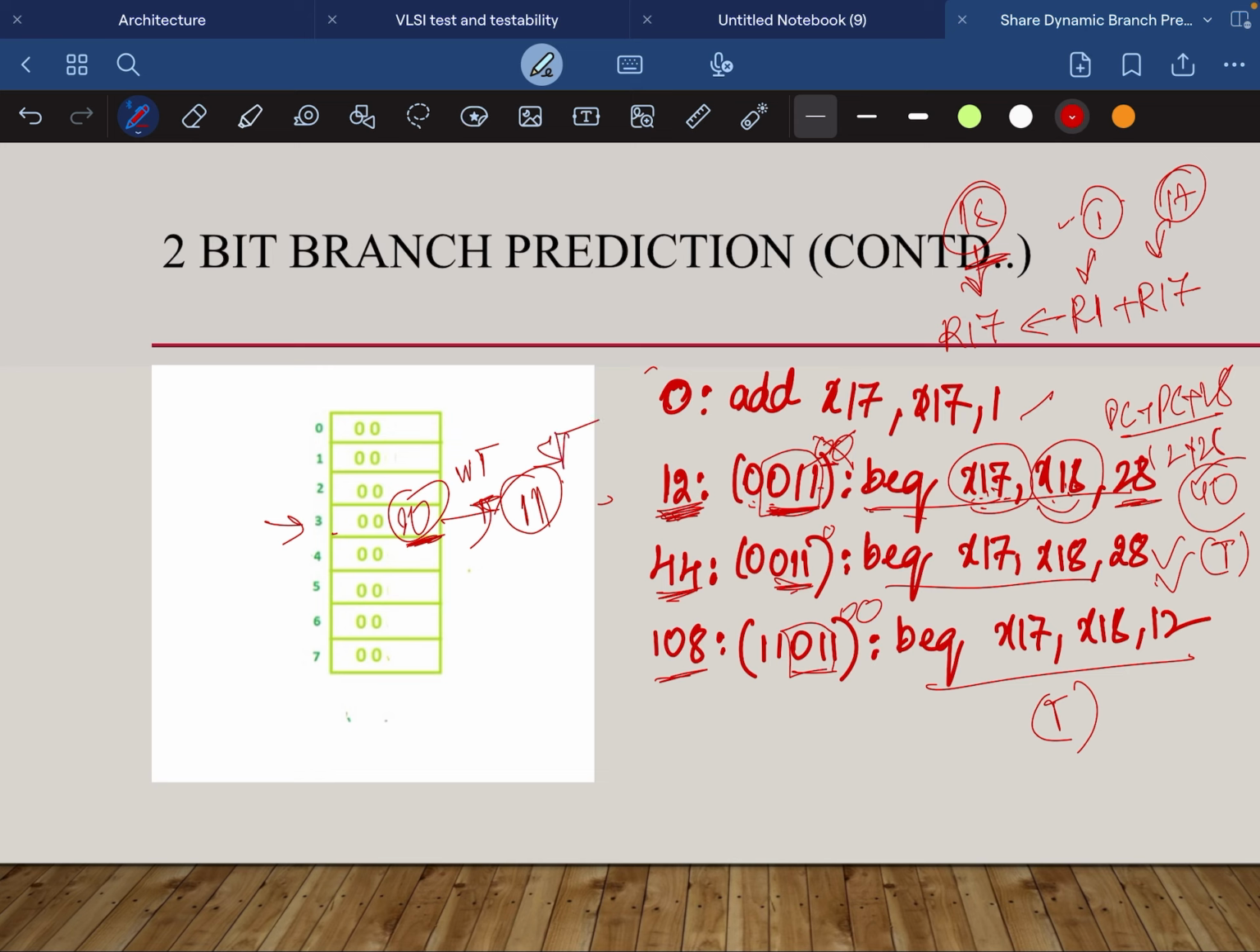So like this, the branch history table keeps updating according to the finite state machine which has been designed. To go from not taken to taken, and then to strongly taken, the prediction has to go wrong twice. So this is the 2-bit prediction scheme.